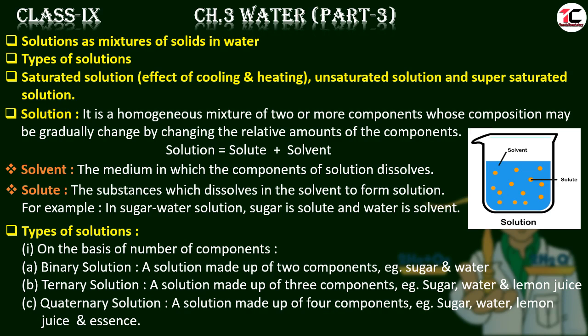Ternary solution, a solution made up of three components. For example, if we take sugar, water, lemon juice, here are three components. So the solution will be ternary solution. Quaternary solution, a solution made up of four components. For example, sugar, water, lemon juice, and we put some essence into it. Now it has 1, 2, 3 and 4 components.